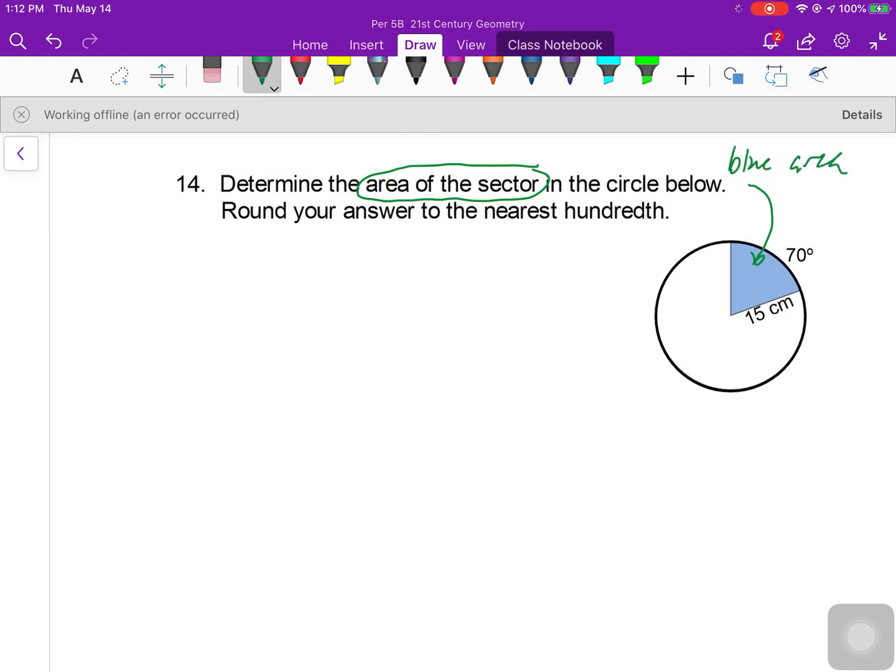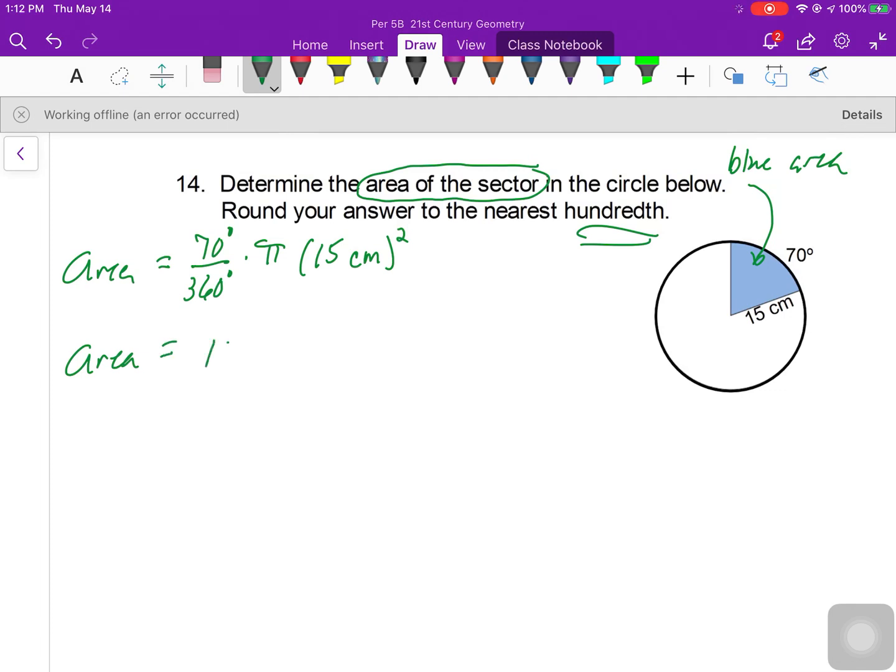So in problem 14 here, we're asked to find the area of the sector. So that's this blue part. We're looking for the blue area. To find that area of the sector, we first need the fraction of the circle. The fraction of the circle is going to be the number of degrees for the part divided by 360. That's the fraction of the circle. And then we multiply it times pi, and then times the radius squared. And that's because area of a circle is pi r squared. So the fraction of the circle times pi r squared.